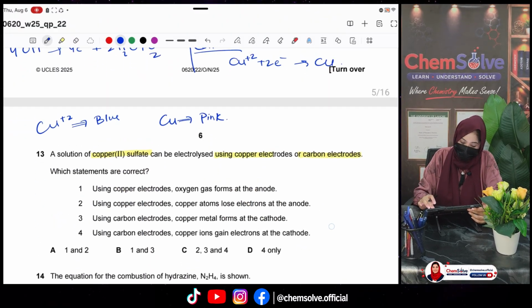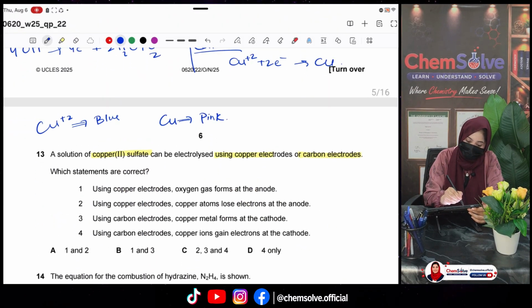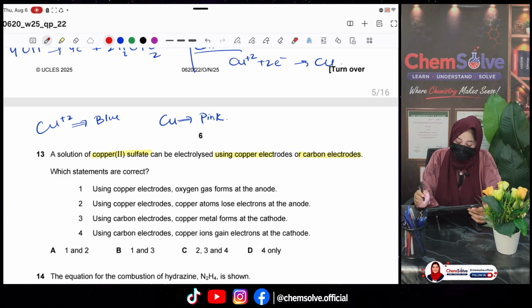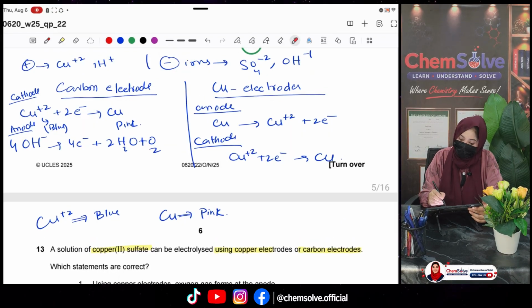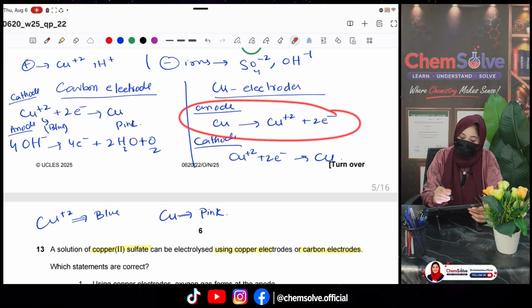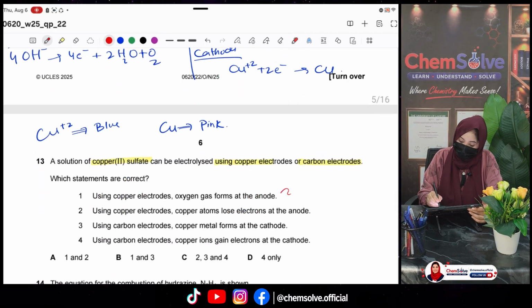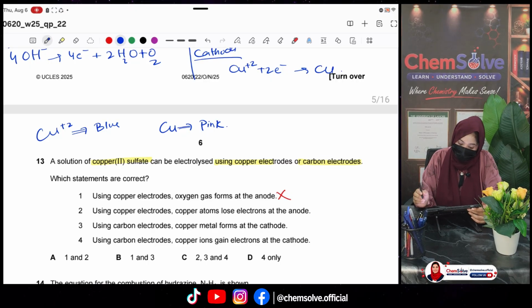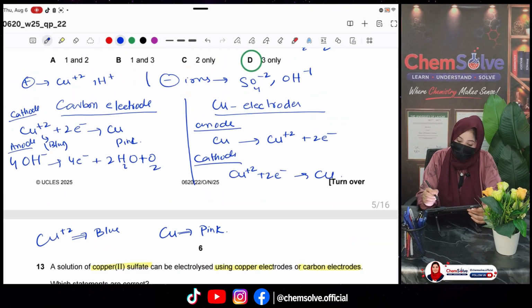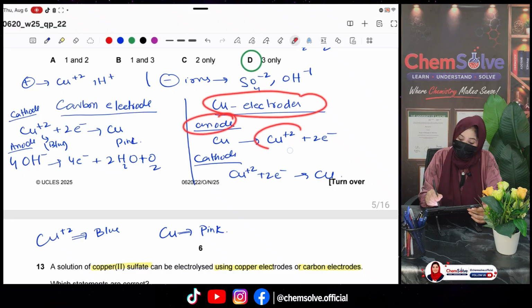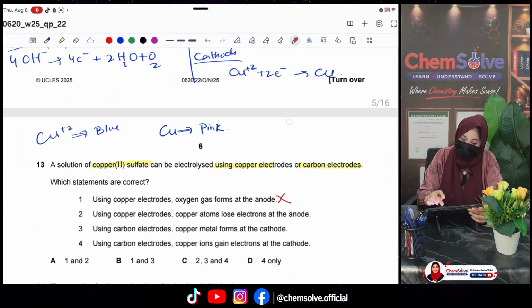So now look at the options. Using copper electrodes, oxygen gas forms at the anode. Copper electrode, this is the copper electrode, and at the anode, copper is formed. So of course, this is incorrect. Using copper electrodes, copper atoms lose electrons at the anode. Okay, so this is the anode, copper electrode, this is the anode, and copper is losing electrons. So this is the correct statement.